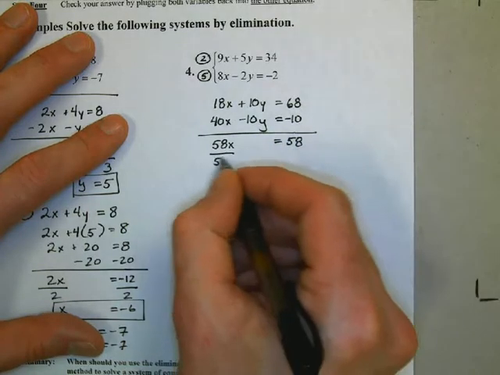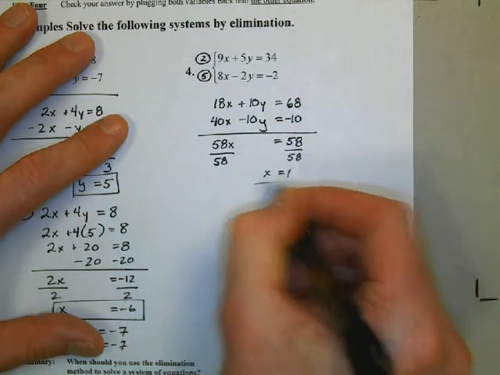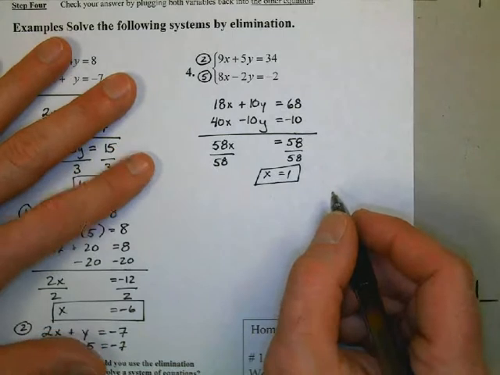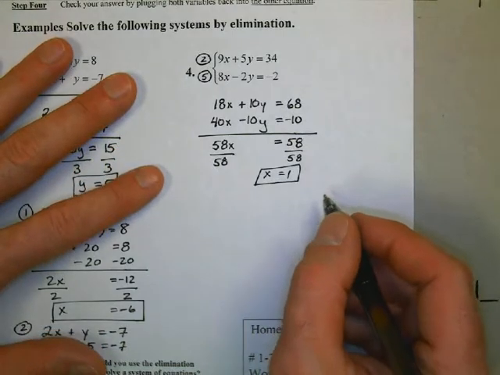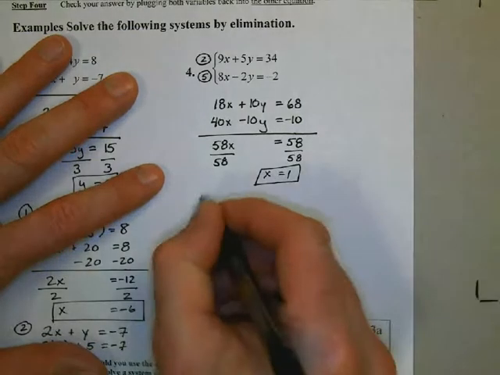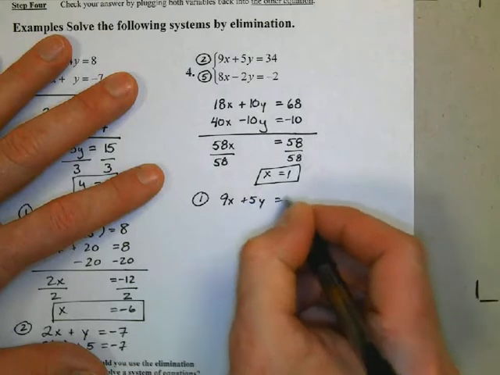We're now going to add these up vertically because now we have a system that can be solved with elimination. The x's add up to 58x. The y's drop out, and the numbers on the right also add up to 58. This is very convenient because when you divide both sides by 58, obviously the answer for x is 1.